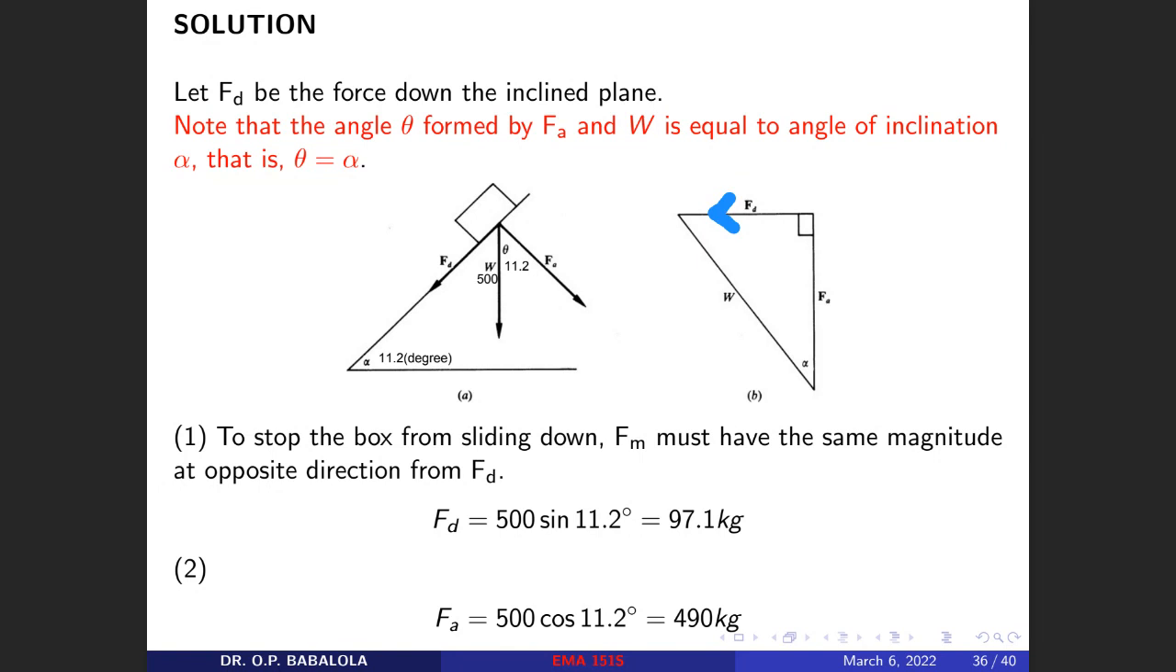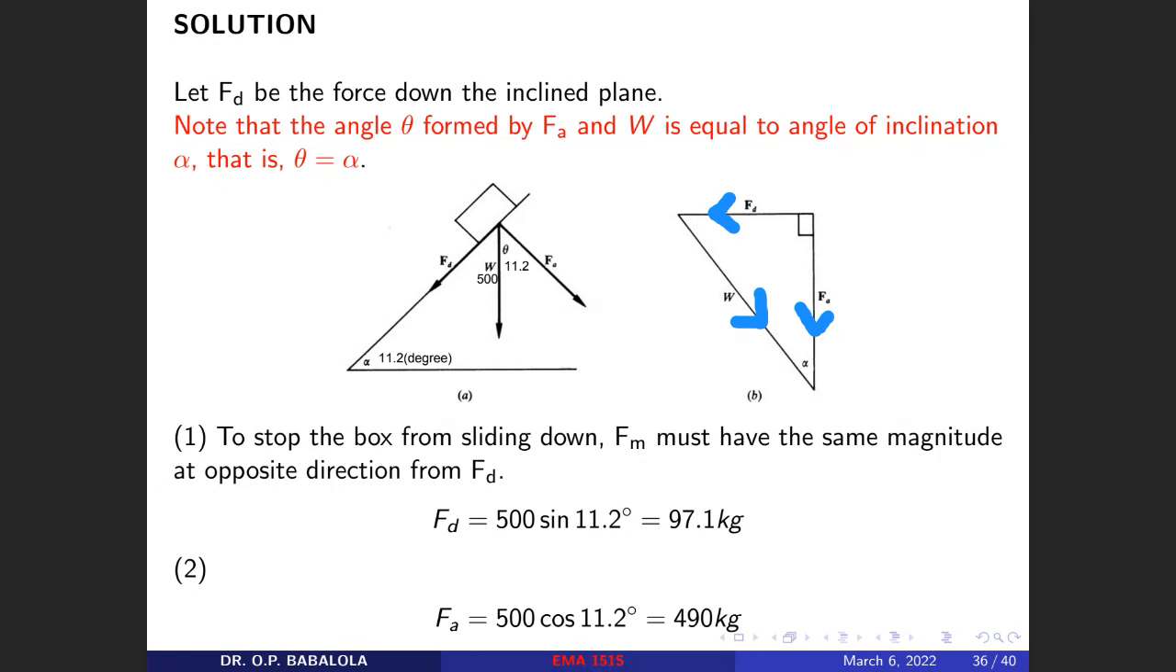The arrow for FA, this is FA. Should it point downwards or upwards? Yes. And then W will point where? In which direction? Downwards or upwards? Yes. Okay, so it shows we're following. Thank you. That's how the arrows will point.